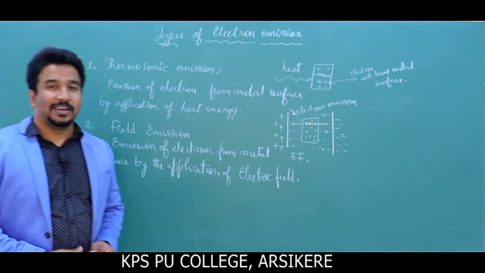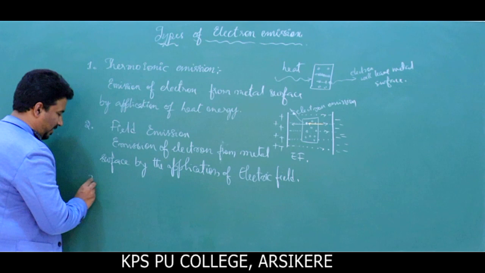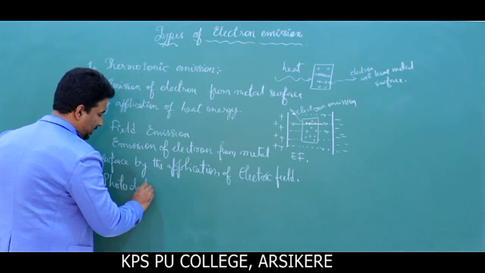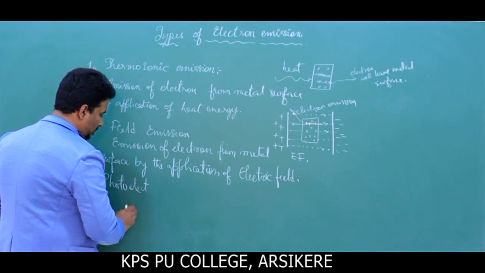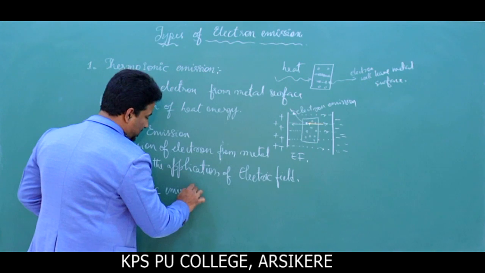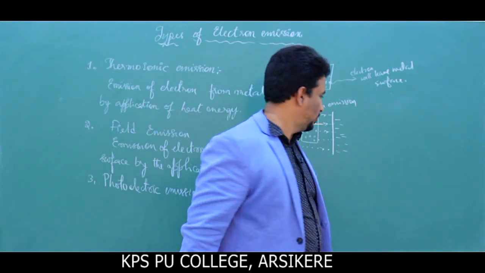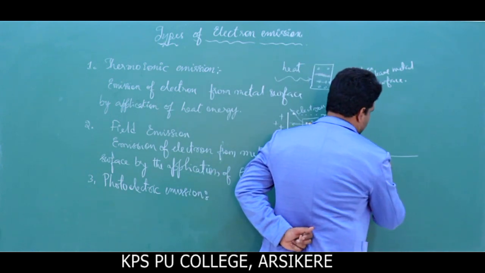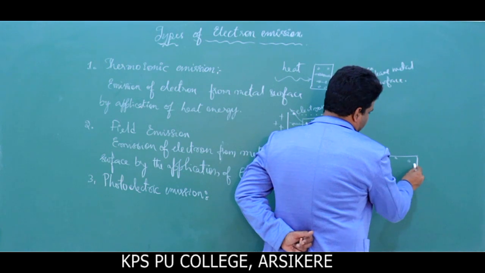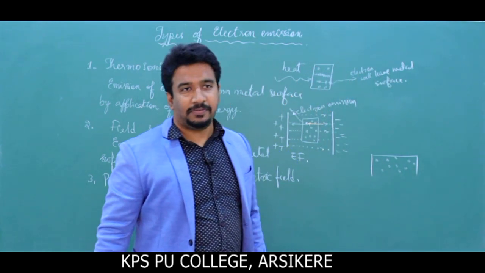Next type of emission. What is the next type of emission? Photoelectric emission. Third one, photoelectric emission. Sir, what is this photoelectric emission? This is very simple. Photo means light. Look here. This is the metal surface and these are the electrons. They are actually freely moving inside the metal. These are the free electrons.